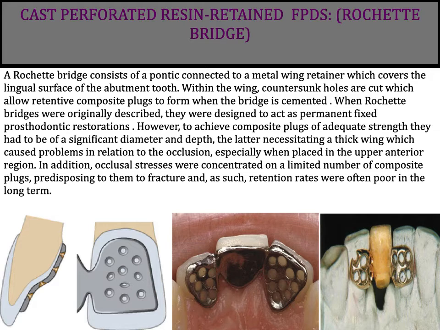However, to achieve composite plugs of adequate strength, they had to be of significant diameter and depth, the latter necessitating a thick wing which caused problems in relation to occlusion, especially when placed in the upper anterior region. In addition, occlusal stresses were concentrated on a limited number of composite plugs, predisposing them to fracture, and as such, retention rates were often poor in the long term.